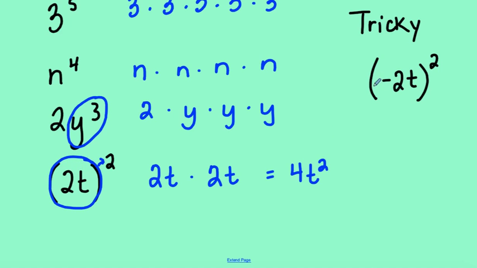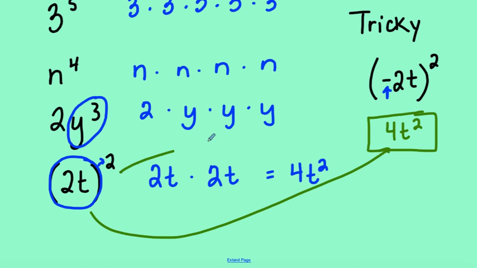All right, it's tricky. It can be tricky when I put a negative inside the parentheses. You have to remember that negative 2 is being squared. So it becomes positive, and that would be 4t squared. So notice these two worked out to be exactly the same, okay?